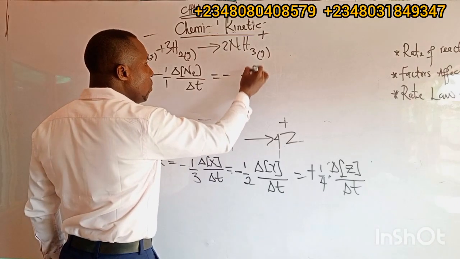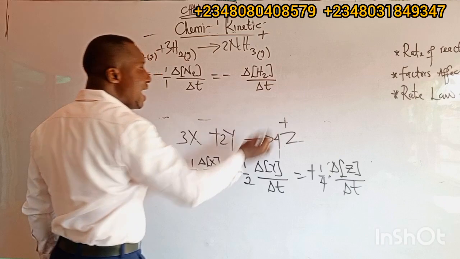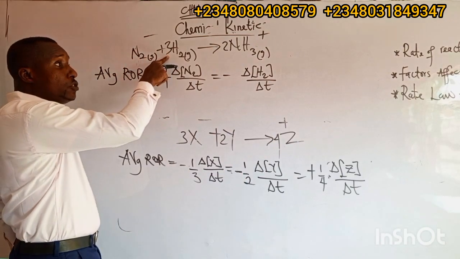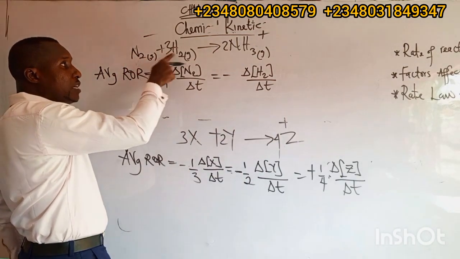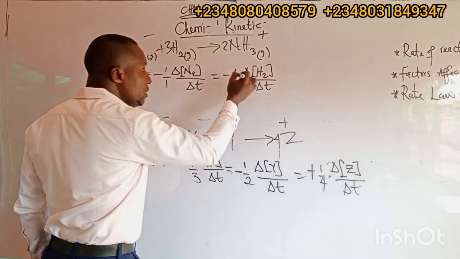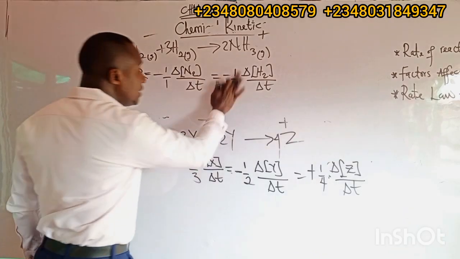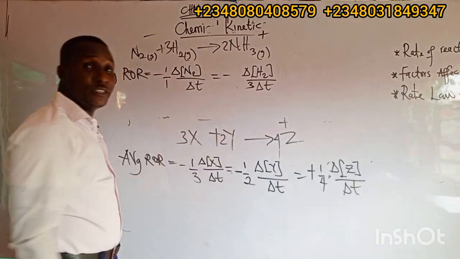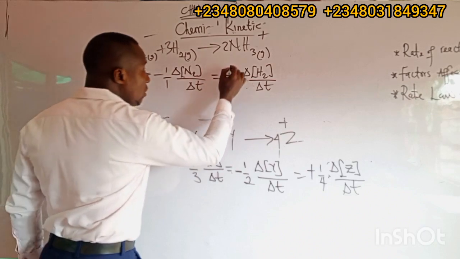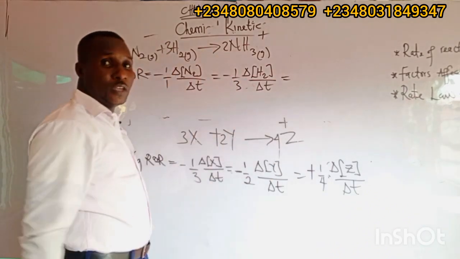Equal to the second reactant, which is hydrogen gas, negative sign. Then change in what? Concentration of hydrogen gas with respect to time. What is the stoichiometric coefficient? The stoichiometric coefficient of hydrogen gas is 3. Divide the concentration by 3, so it's 1 over 3. You can write it like this, divided by 3, which means when you bring it up, it's 1 over 3.